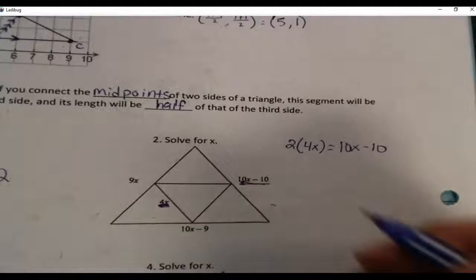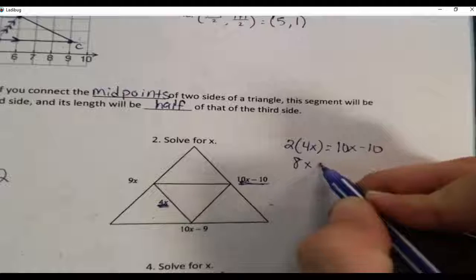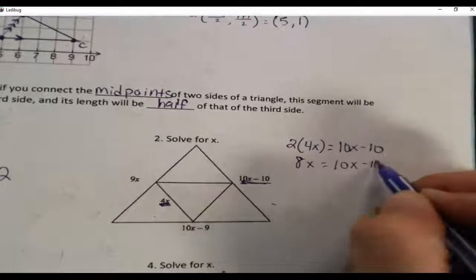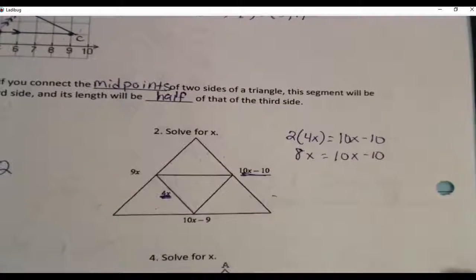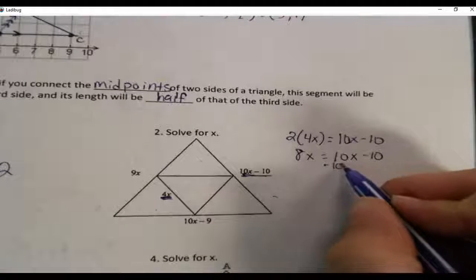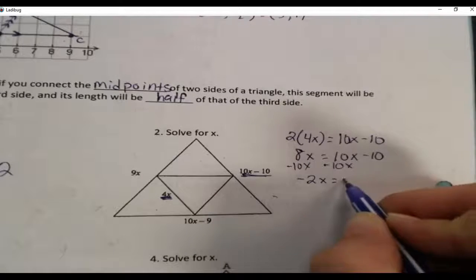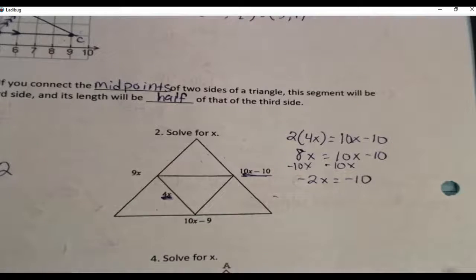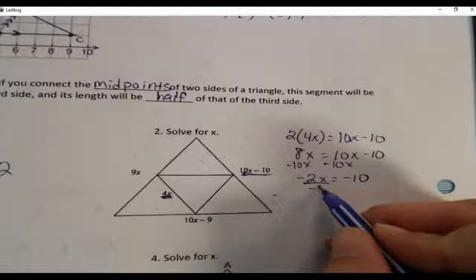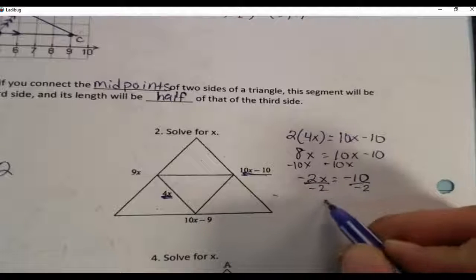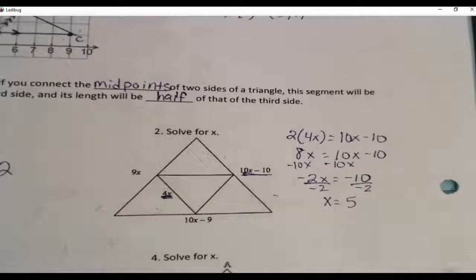So then we can just solve it. So 2 times 4 will give us 8x equals 10x minus 10. We can subtract the 10x over. So we get negative 2x equals negative 10. And then divide by negative 2. So x equals 5.